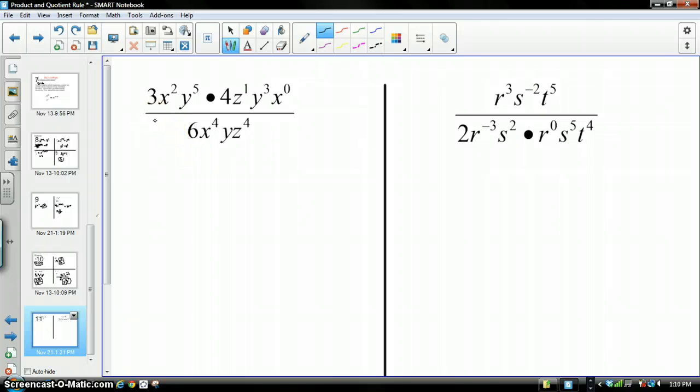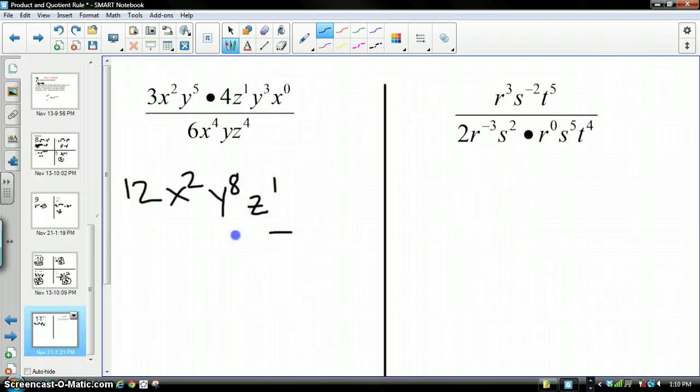Alright, now our last two examples here, we want to take care of the product rule first. So we're going to take care of the numerator in this problem first. So we can take 3 times 4, which is 12. We have x squared and x to the 0, so that just stays as x squared. Our y's, so we have 5 plus 3, which becomes 8. And we have z to the 1st. I'll just rewrite the denominator here.